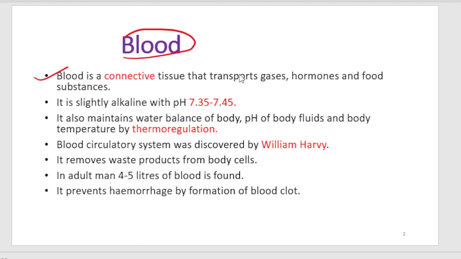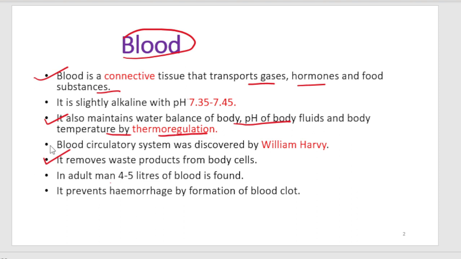What are the functions of blood? It transports gases. It also transports hormones as well as food substances. It also removes waste products from our body cells. It maintains water balance, the pH of our body fluid, as well as body temperature. That is why it is also called a thermoregulator.